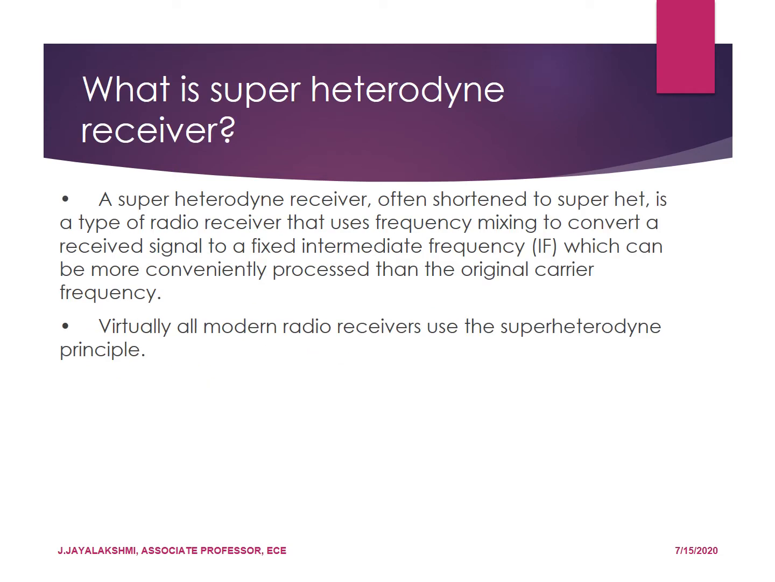So this super heterodyne receiver is capable of receiving AM signals, and in short it is called super het. It is a type of radio receiver that uses frequency mixing to convert a received signal to a fixed intermediate frequency, which can be more conveniently processed than the original carrier frequency. So in the super heterodyne receiver, we are not going to process the radio frequency carrier signal directly.